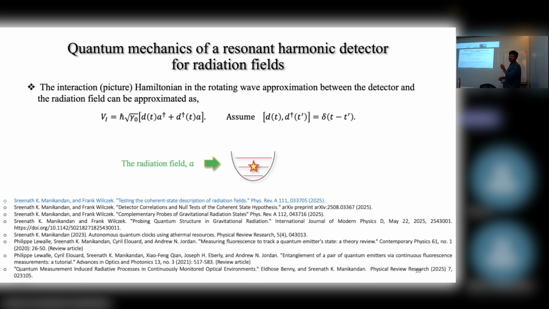I will first present a generic approach. We consider a harmonic oscillator as a detector interacting with the radiation field, and we make this a linear interaction. Then we make the rotating wave approximation and so on, and we can write down a simple interaction Hamiltonian of this type. We also make the Markovian approximation for the detector, that different detector modes at different times commute, essentially.